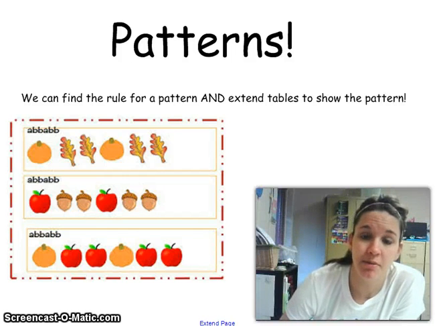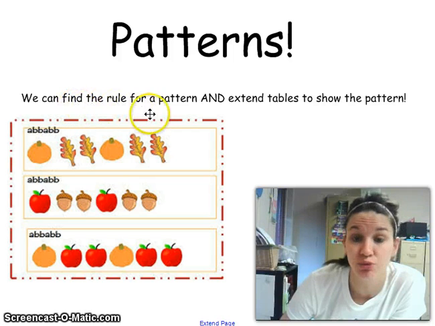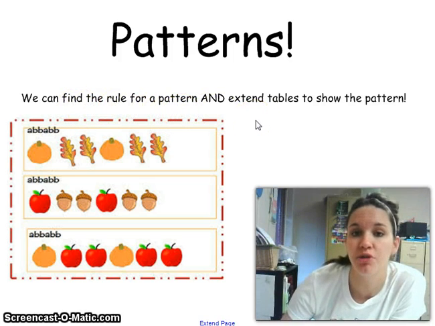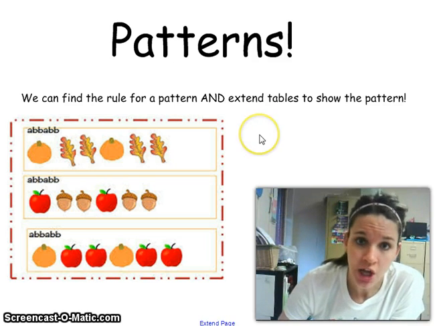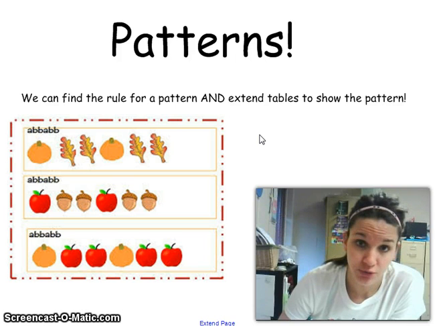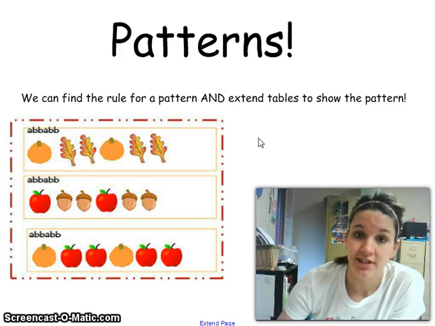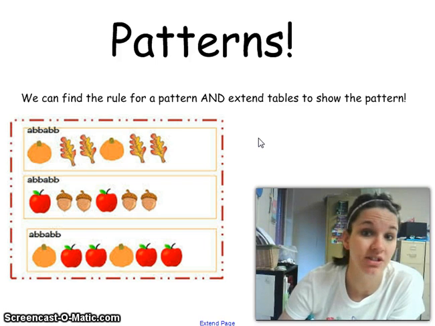All right, today we're going to be talking about patterns in math, and we're going to specifically be talking about how we can find rules for patterns and then extend tables to show those patterns based on the rule we just created. So in order to be able to write rules for patterns, we have to first understand what patterns are. You guys all know what patterns are.